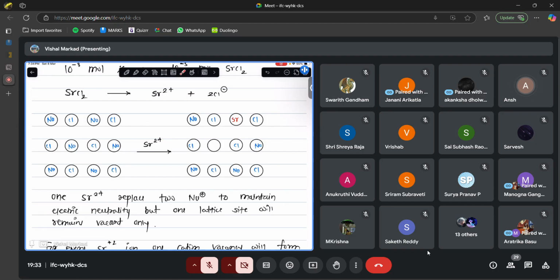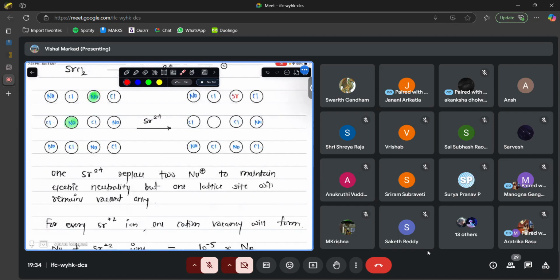Now look at it. I removed one Na from here, and I removed one from here. Okay, 2 I have removed. But how many Sr have we added? Only one, right? So when we add one Sr, one cationic vacancy is created. One Sr2+ replaces 2 Na+ to maintain electrical neutrality, but one lattice site will remain vacant. One is vacant here. Are you understanding?